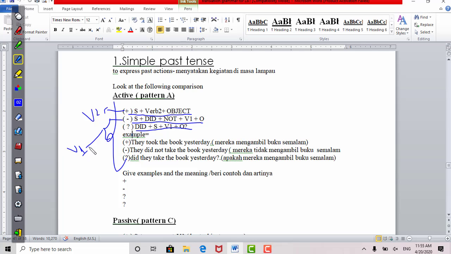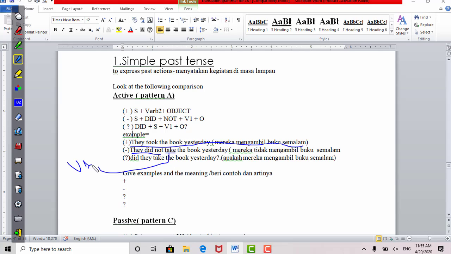Alright, my students, if we see the example over here, I will erase first. The example is: they took the book yesterday. Mereka mengambil buku semalam. And then the negative one: they did not take. Alright, take should be verb 1, because in this negative form you have to change verb 2 back to verb 1. So they took becomes they did not take the book yesterday.